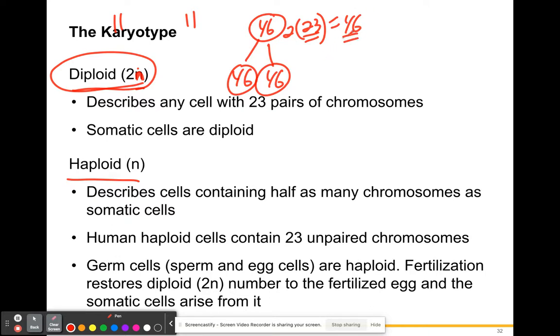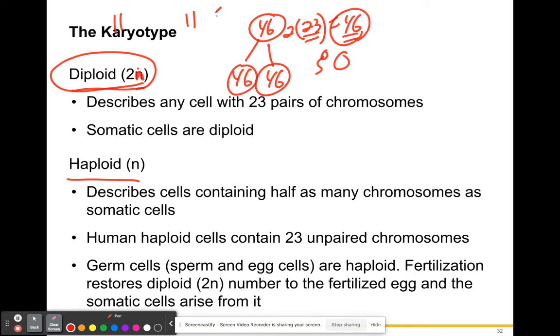So all of our cells, except for our sex cells, and I'll talk about that in a minute, all of our cells in our body, except our sperm or ova, are diploid. So our skin cells, our heart cells, our brain cells, muscle, skeletal, endocrine, lymphatic, all of our cells are diploid, meaning they have pairs from both parents. Okay, they have 23 pairs from both parents, which gives a number of 46.